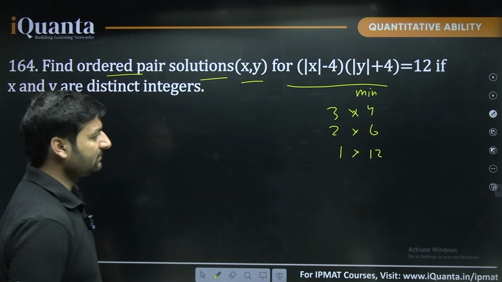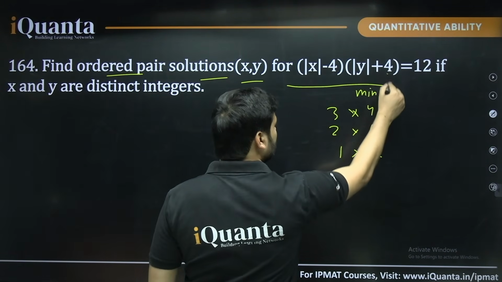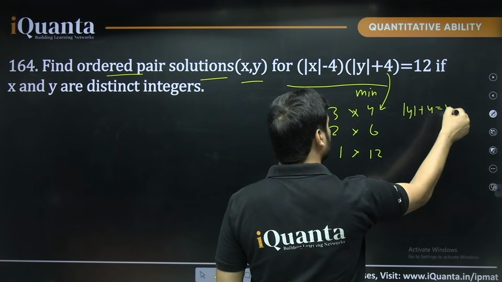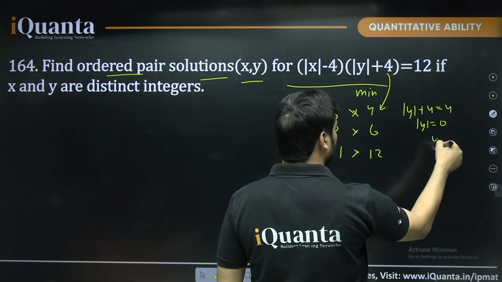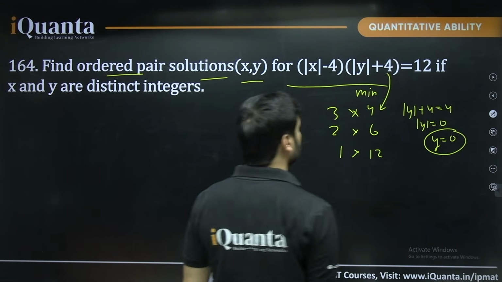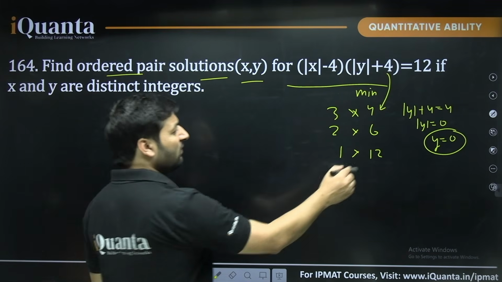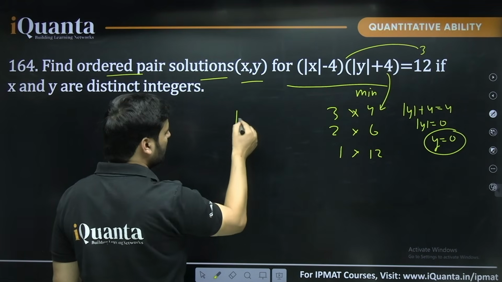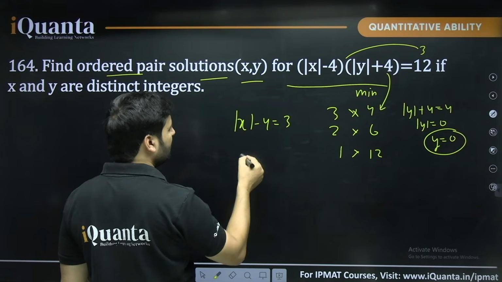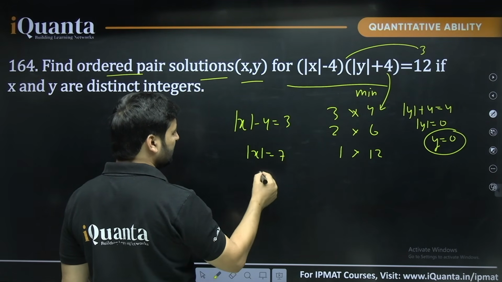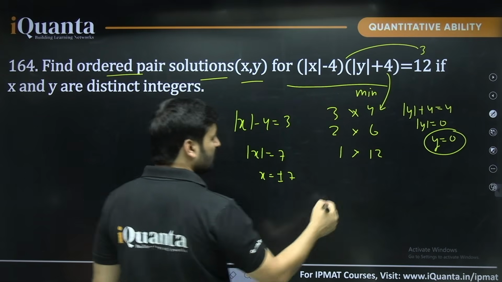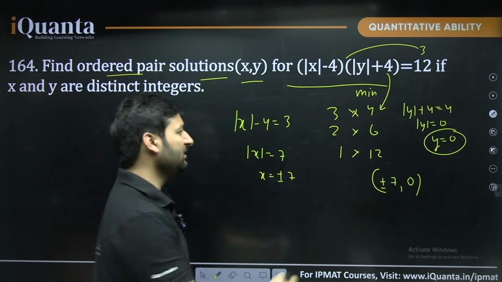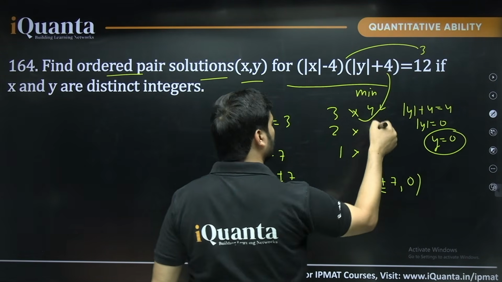So what happens here? If mod y plus 4 is taken equal to 4, we will get some values of y. That means mod y is 0, so y is 0. Clear? If mod y is 0, 0 plus 4, 4, 4 cancels 12, we get 3 here. So 3 will be equal to mod x minus 4, right? So mod x will be equal to 7. That means x will be plus minus 7. So what will be the pairs formed? Plus minus 7 comma 0. This is one pair formed. Similarly, you will take mod y plus 4 equal to 6.